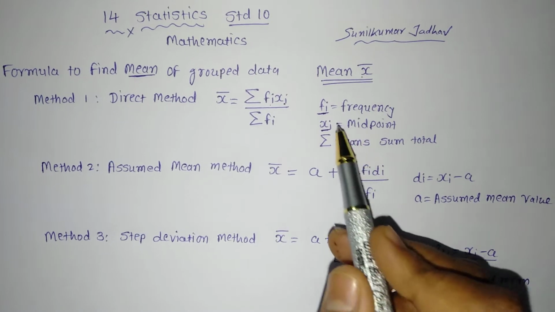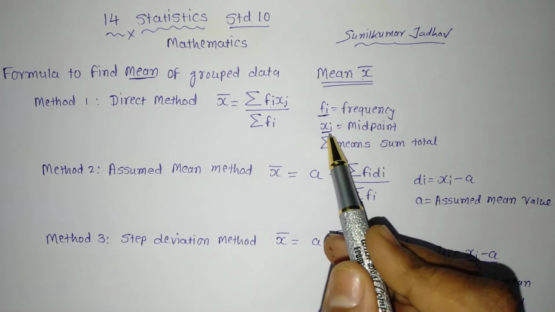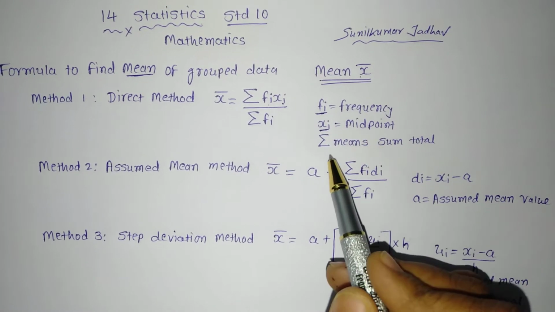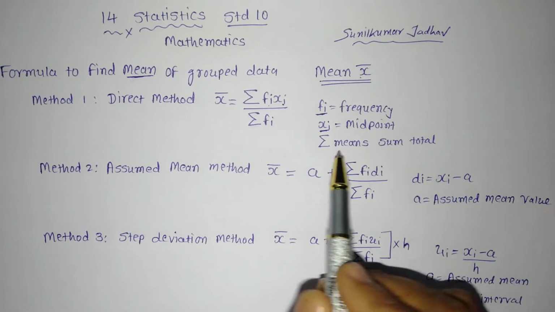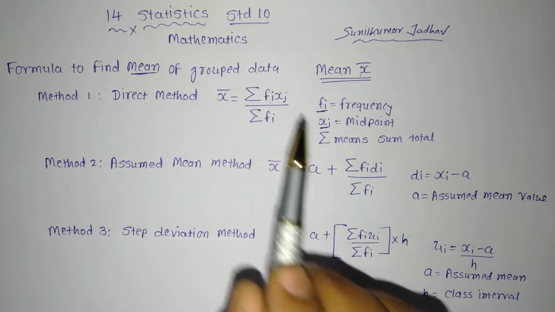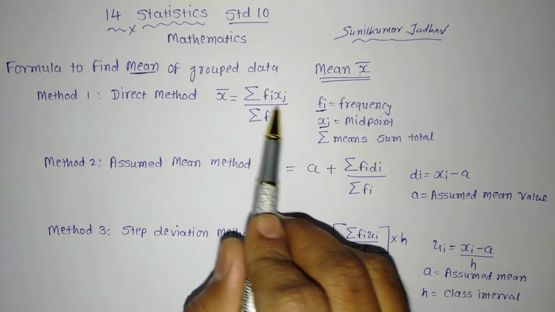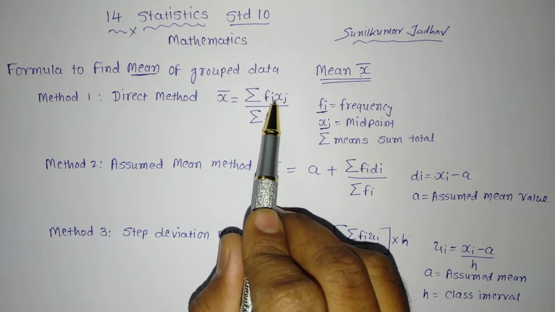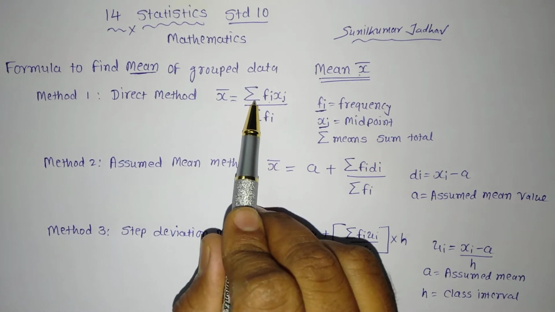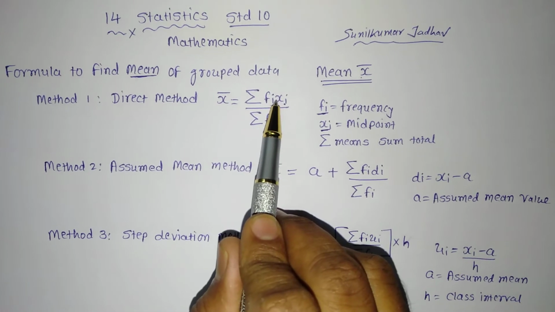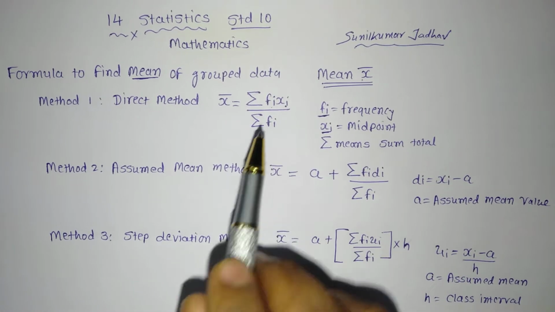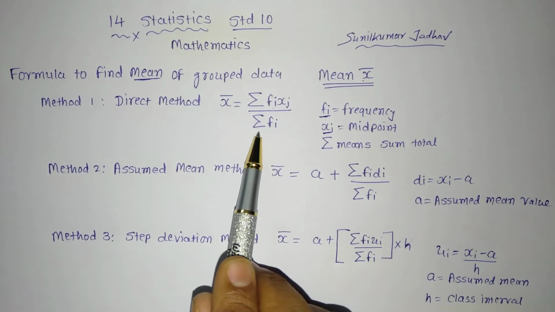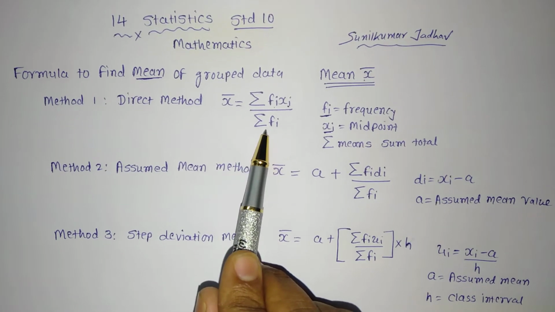I have mentioned here that fi is the frequency, xi is the midpoint, and sigma means sum total. It is a symbol for the sum total of all the things, that is fi into xi. For all groups we have to take that, and then take the sum total of all the fi xi multiplications divided by the sum total of all the frequencies given.